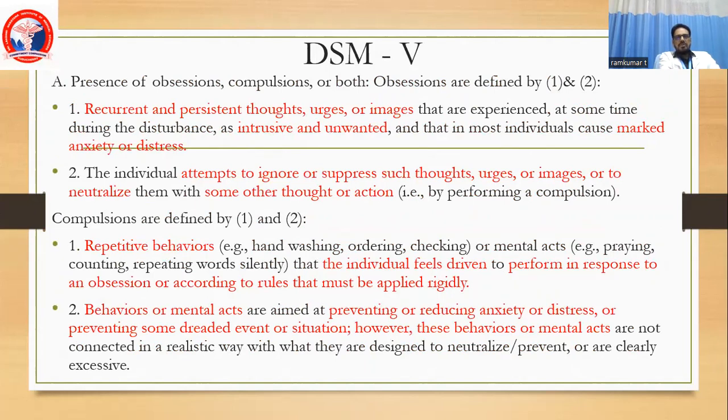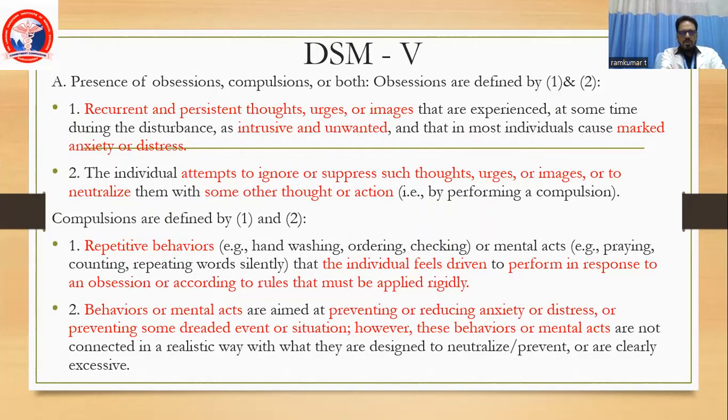DSM-5: presence of obsessions, compulsions, or both. Obsessions are defined by 1, recurrent and persistent thoughts, urges, or images that are experienced, during the disturbance, as intrusive and unwanted, and that cause marked anxiety or distress in most individuals. 2, the individual attempts to ignore or suppress the thoughts, urges, or images, or to neutralize them with some other thought or action, that is, by performing a compulsion.